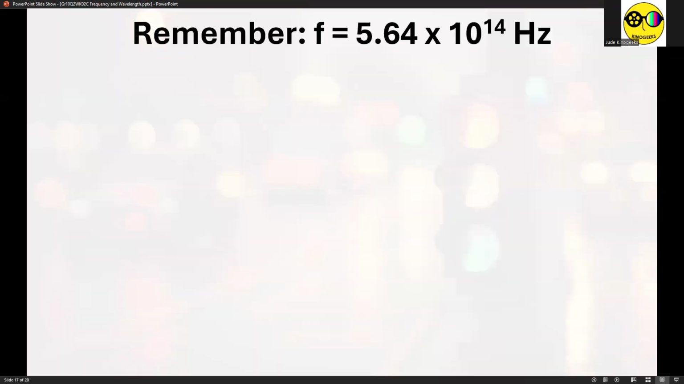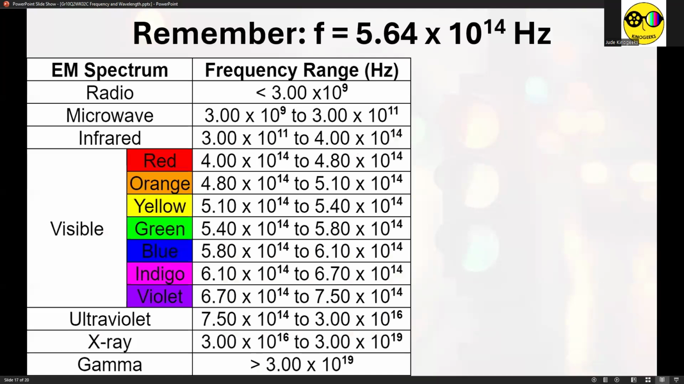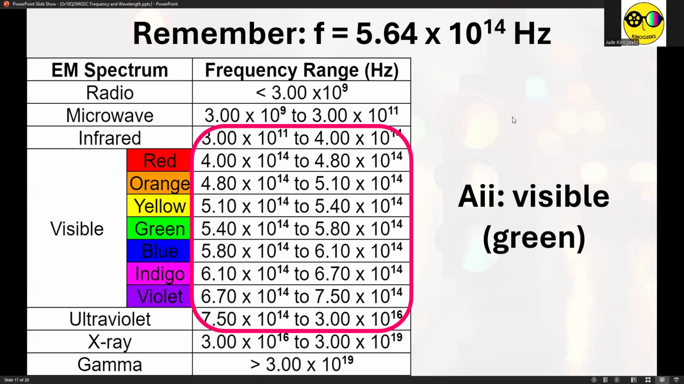So, using the frequency table, 5.64 times 10 raised to 14 hertz falls under the visible green category or spectrum, because the coefficient 5.64 falls between 5.40 to 5.80 times 10 raised to positive 14.